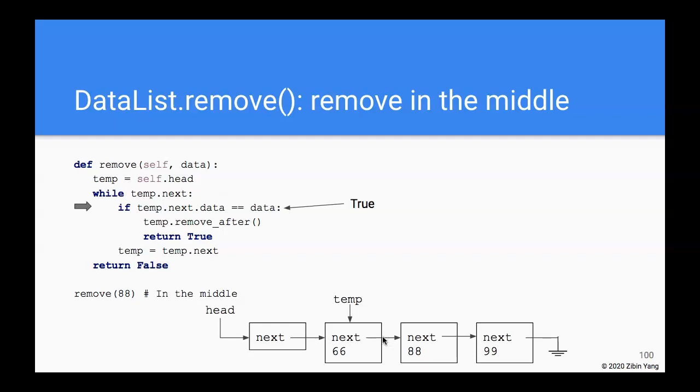We come in here, temp.next.data, that is 88, and that is equal to the number that we're trying to remove. So this is going to be true, and we are going to remove the node after temp. So we're removing the node that contains 88, and we return true. So that's removing data in the middle of the linked list.